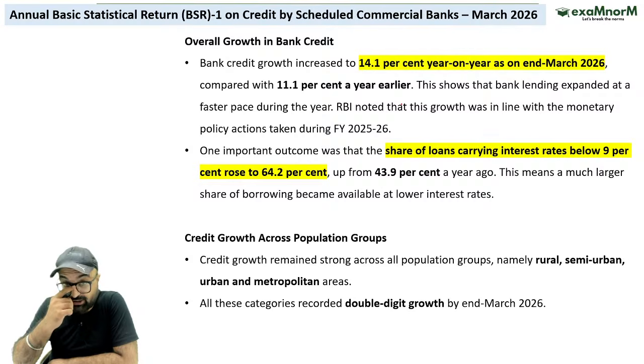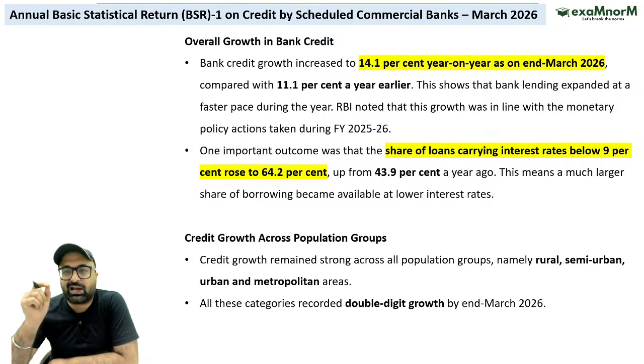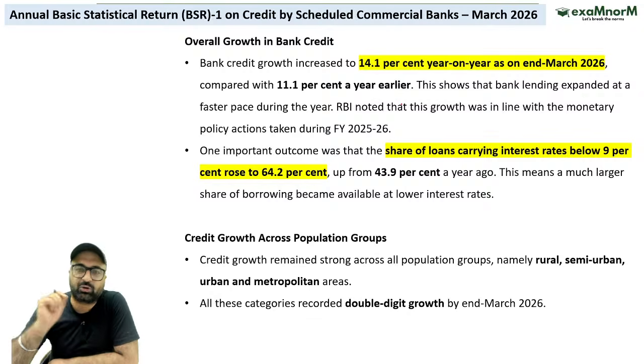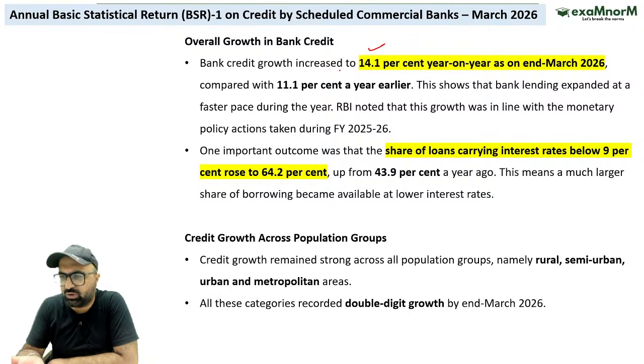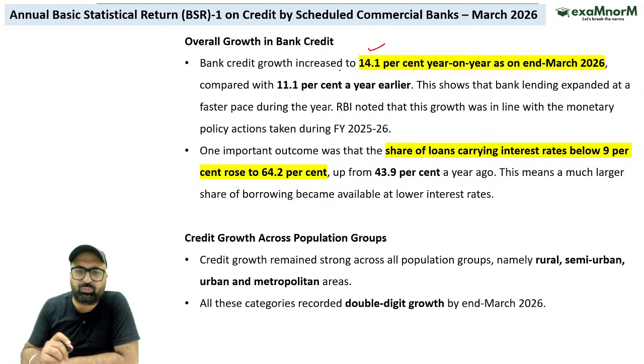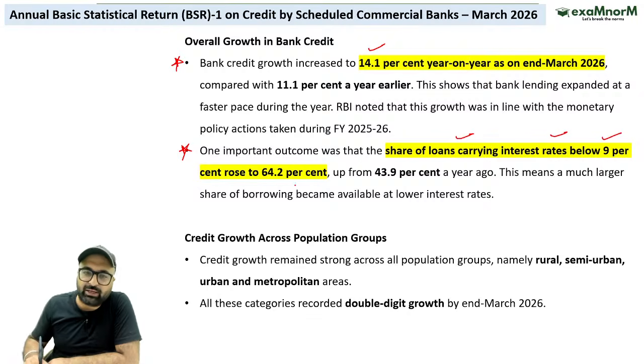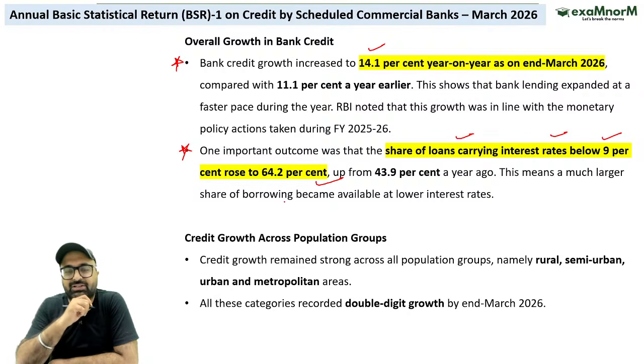Moving on to the next point. The next point shows the credit growth. If I talk about the credit growth, you have to remember the bank credit has witnessed 14.1% year-on-year growth at the end of March 2026, which was earlier 11.1%. So this data is important. You need to remember. One of the important outcomes was that the share of loan carrying interest rate below 9% has crossed a value of 64.2%.